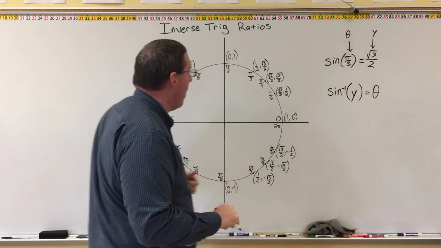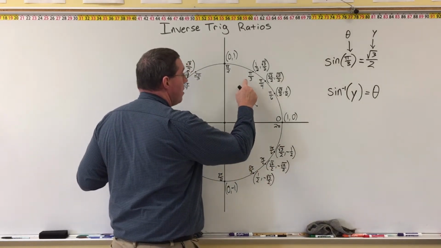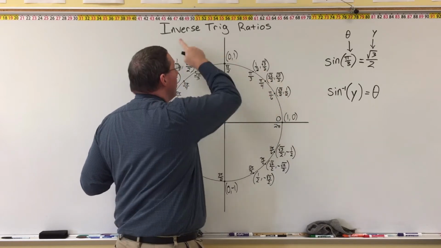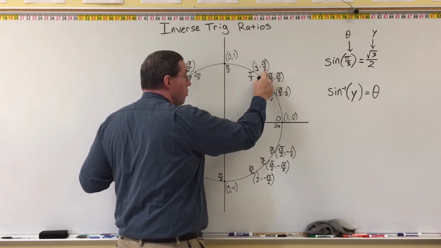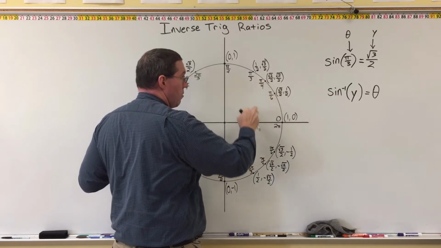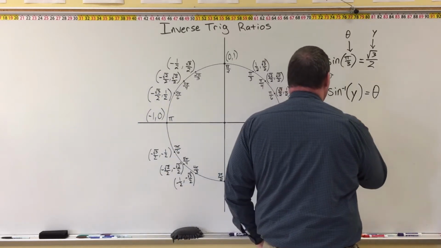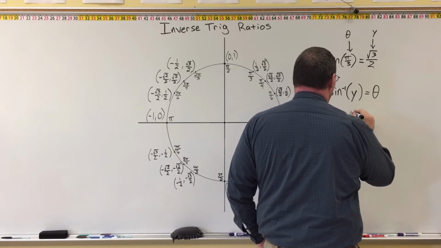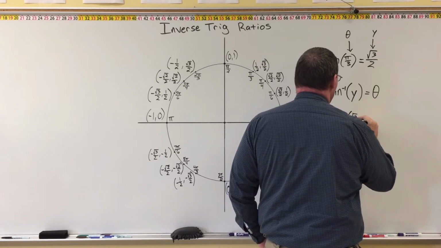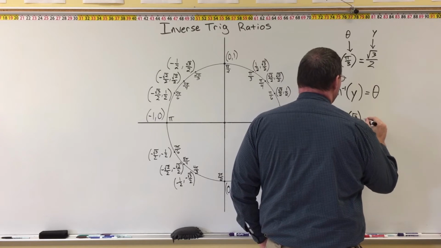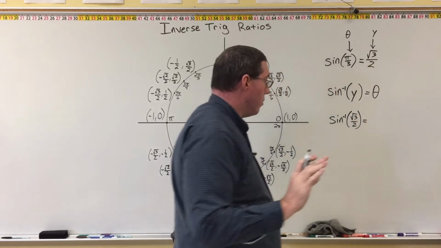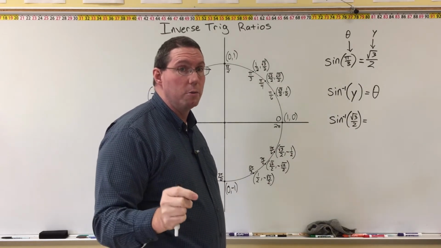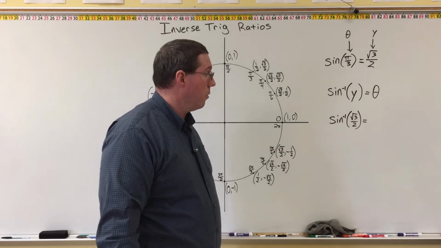Everything we've done up till now has been where this is the question and this is the answer. Well, now with inverse trig ratios, this is the question and this is the answer. So if I say, what is sine inverse of square root of 3 over 2? Now, there is more I need to explain to you, but I want to get the basic idea in your head before I go into greater detail.